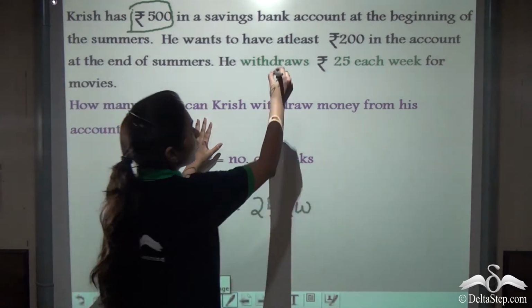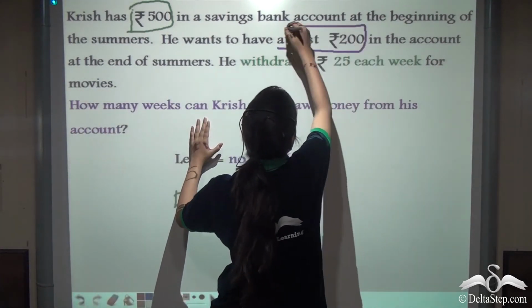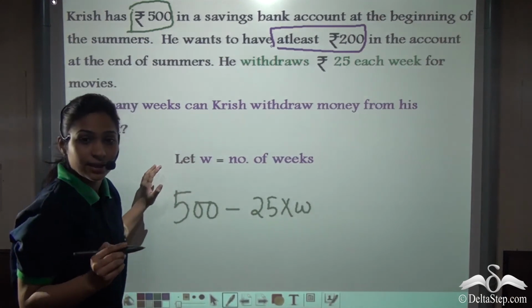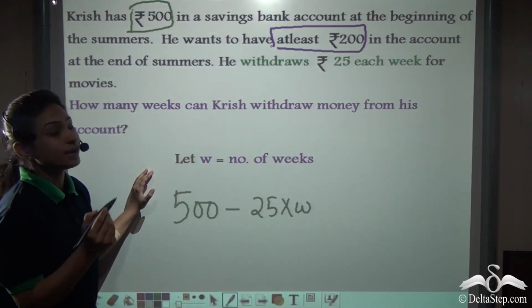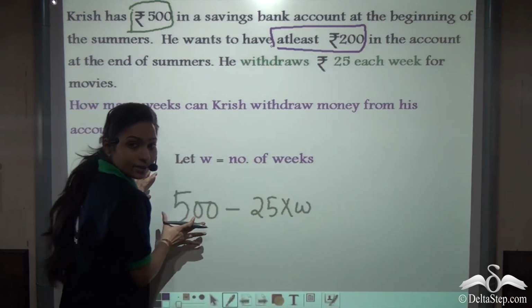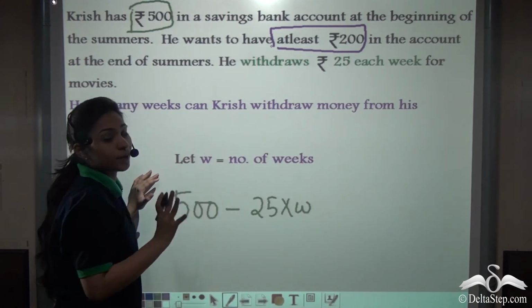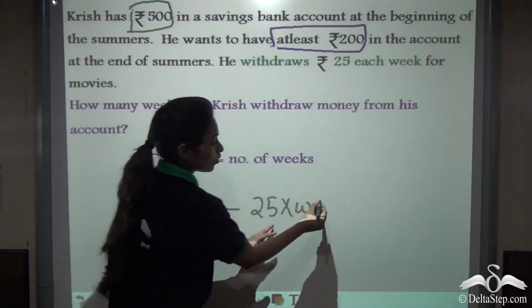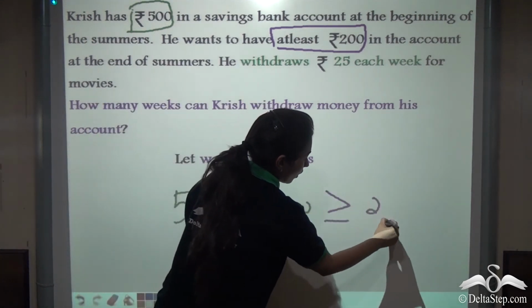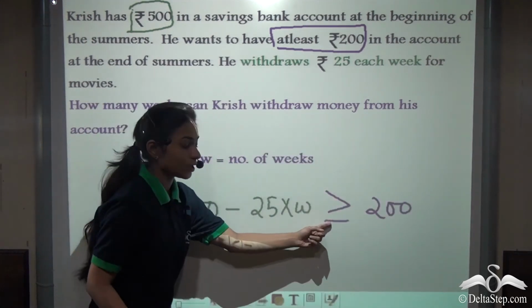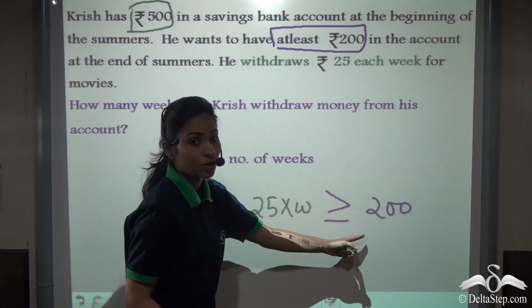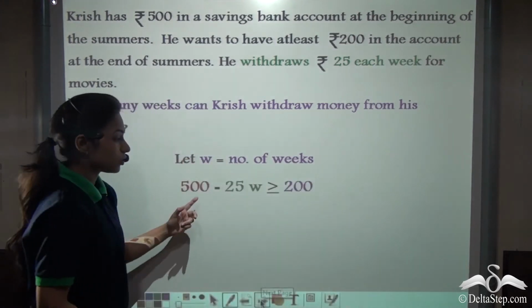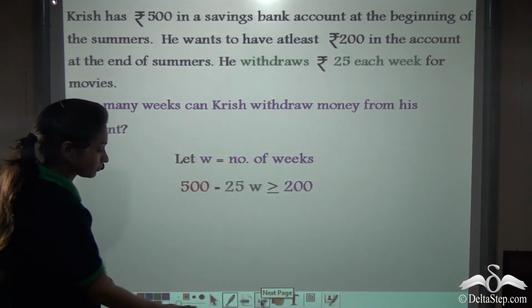Now he wants to have at least rupees 200. What do you mean by at least? At least means that this can be greater than or equal to 200, but not less than 200. 200 has to be there. So at least 200. That is greater than or equal to 200, but not less than 200. So this is our inequation.